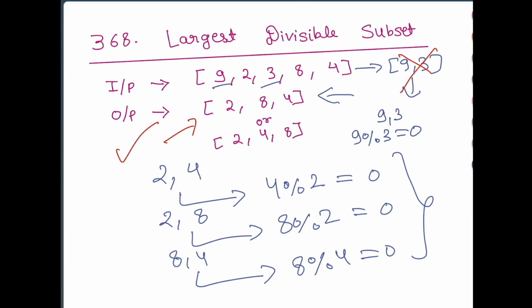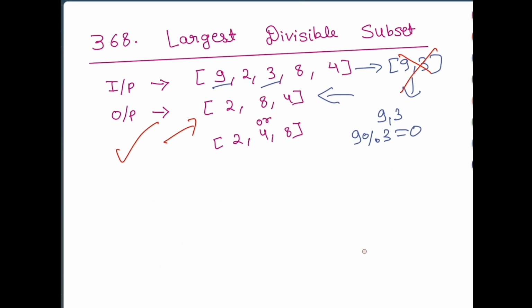Now another property of a subset is we don't need to worry about the order of the elements. So if the output is 2 8 4, it is correct. But you can also say that the output is 2 4 8, right? This is also correct because the elements are the same. It's just that their orders are not the same. So once we know that we don't need to worry about the order, then the first thought process to solve this is that we need to sort our input.